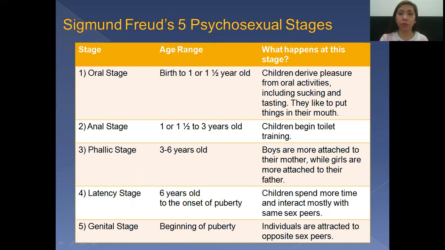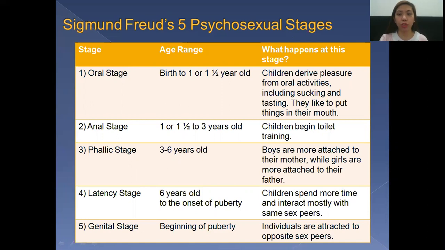First, we have the oral stage. This is where children derive pleasure from oral activities, including sucking and tasting. They like to put things in their mouth. The conflict in this stage is weaning. When a child becomes fixated in this stage, it results in overeating, drinking too much, chain smoking, nail biting, and constant gum chewing. The next stage is the anal stage.